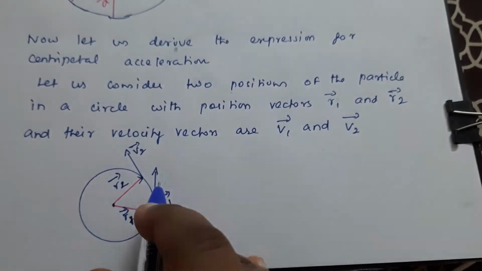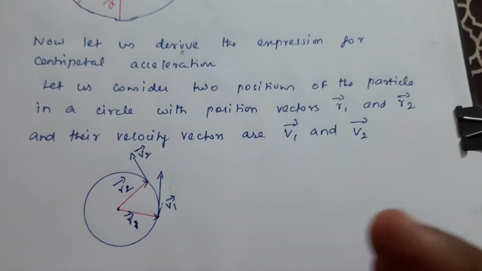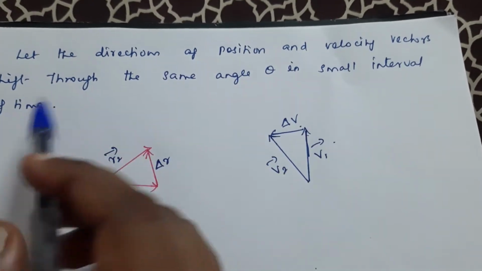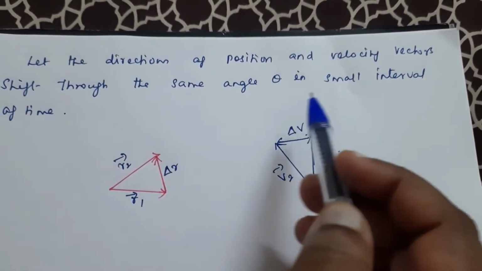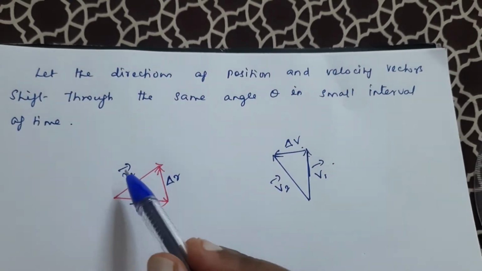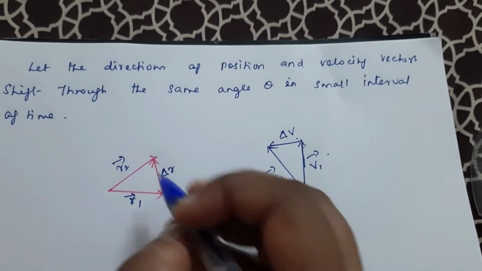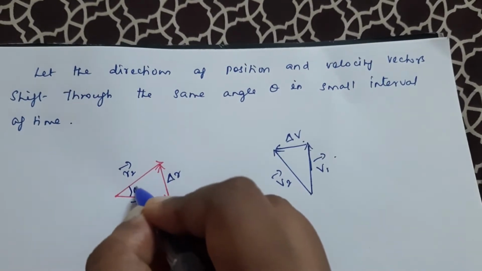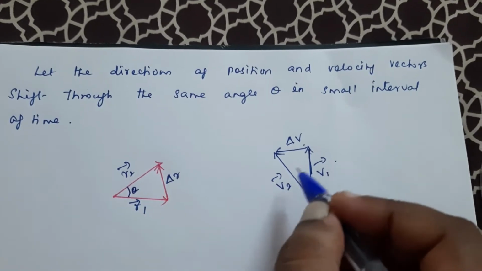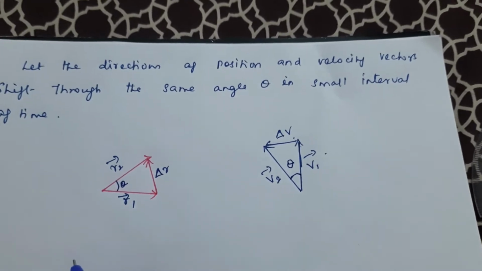The velocity vectors act tangentially, so the velocity vectors are represented by v1 and v2 vector. Let the direction of position and velocity vectors shift through the same angle theta in a small interval of time. Now this is the direction of the position vector and this is the direction of the velocity vectors. These two will shift through the same angle. So if the particle moving from position r1 to position r2 makes an angle theta, the velocity vector is also making an angle theta.